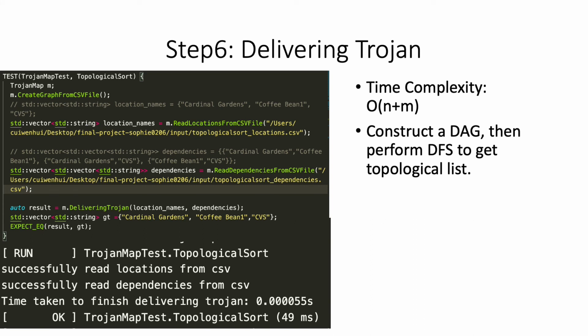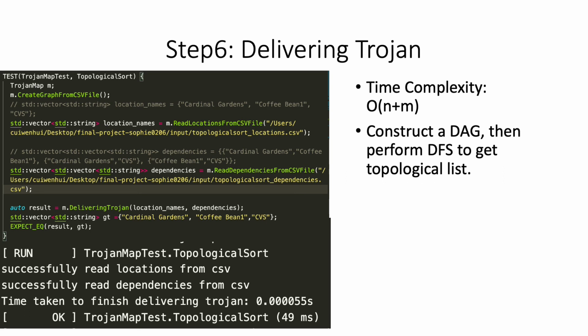Step 6, delivering Trojan. This is about topological sort. To implement topological sort, I first construct a DAG and then perform DFS to get the topological list. The time complexity here is also big O of n plus m, the total number of edges and nodes in the graph.